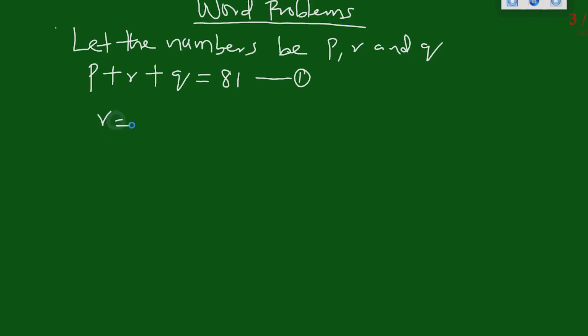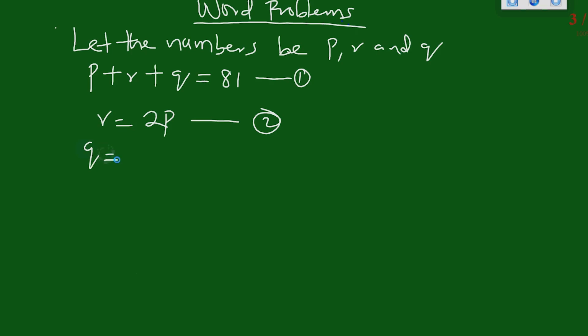The second statement says the second number is twice the first. The second number here is R and the first number is P. So that means R equals 2P, and this is equation number 2. The third statement says the third number is 6 more than the second, that is, Q equals R plus 6. And this is equation 3.